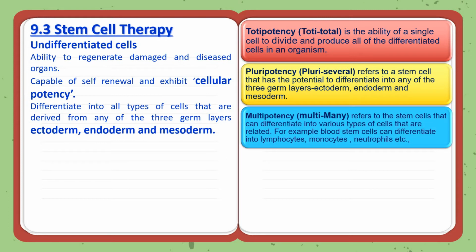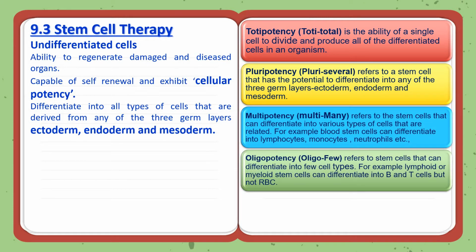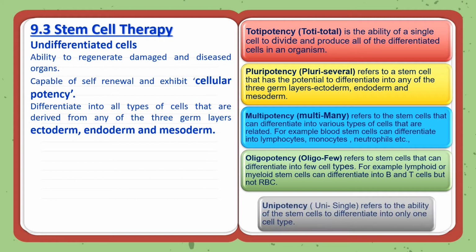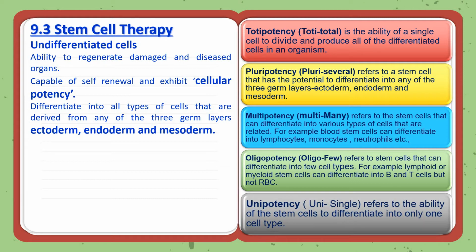Before we pass on further, we need to understand the meaning of some technical terms: totipotency, pluripotency, multipotency, oligopotency and unipotency. Students, you have to remember these words in the correct order. Then only you can easily know the meaning of them.